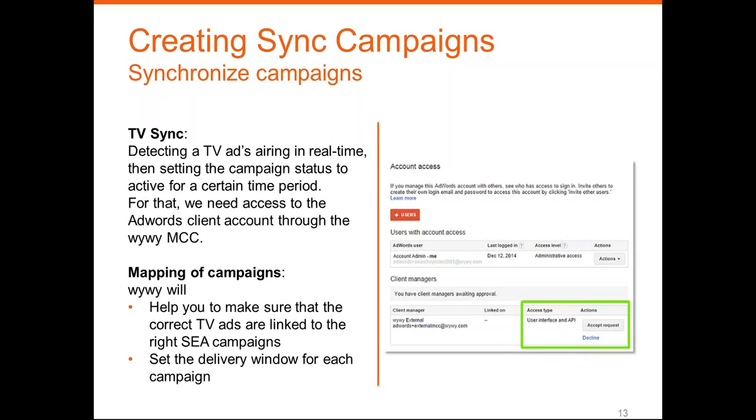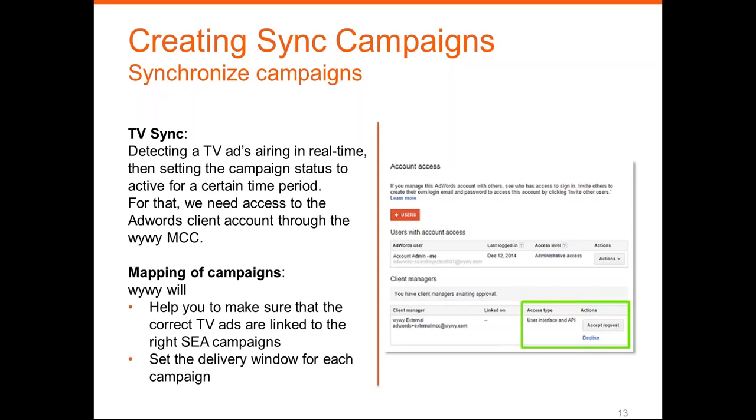What happens next? So what happens is we detect the TV ad in real time. And when we detect the TV ad, we also automatically, via the Google AdWords API, update the user status of the campaign from paused, which is what you would set it to when you're setting up the campaign, and we change it to enabled. So we start trafficking the campaign that way. And then after the delivery window has passed, we revert it back into a paused state.